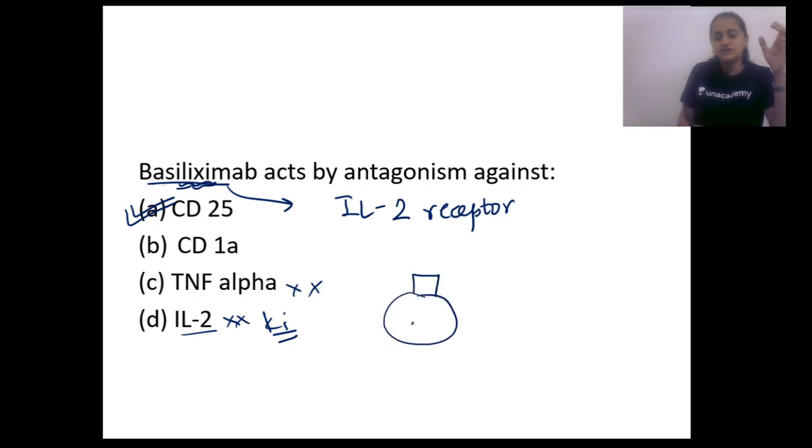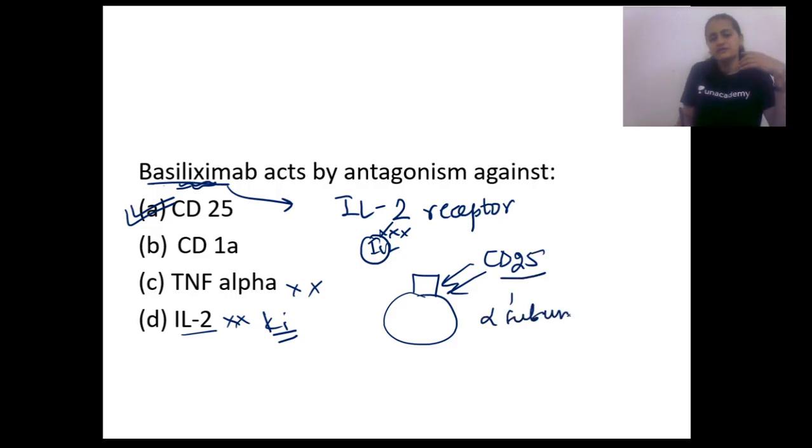So you have interleukin 2 receptor on T cells and you have interleukin 2. This is the receptor. So the point is that the drug acts here. It does not act on interleukin 2. It acts on interleukin 2 receptor, and CD25 is the alpha subunit of your interleukin 2 receptor. So remember that CD25 is nothing but interleukin 2 receptor. That is the other way of asking about your interleukin 2 receptor. So remember, it is not interleukin 2. It is interleukin 2 receptor.